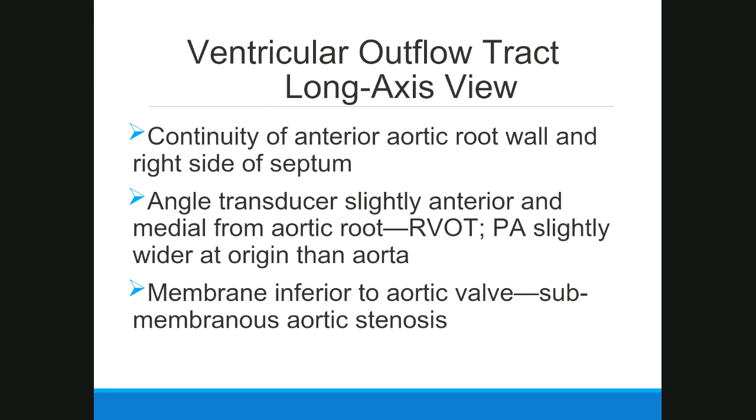And again, from here, you're seeing the aortic root kind of lengthened out. You should see the base of the pulmonary artery in cross section from here, because again, that 90-degree relationship. Usually the pulmonary artery is just slightly larger at its origin than the aorta, but not significantly.